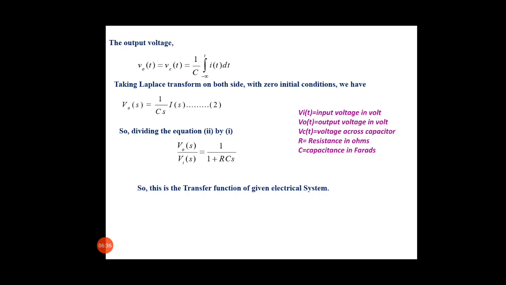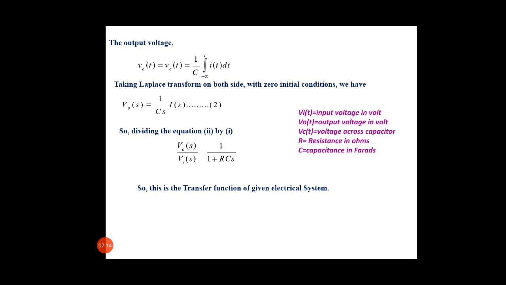In the same way, the output voltage of the circuit is V0(t), and this V0(t) is equal to Vc(t) because in parallel the voltage is the same. So this V0(t) is expressed by this equation, and after Laplace transform we get V0(s) equivalent to 1 by Cs into I(s). So this is the output transform.